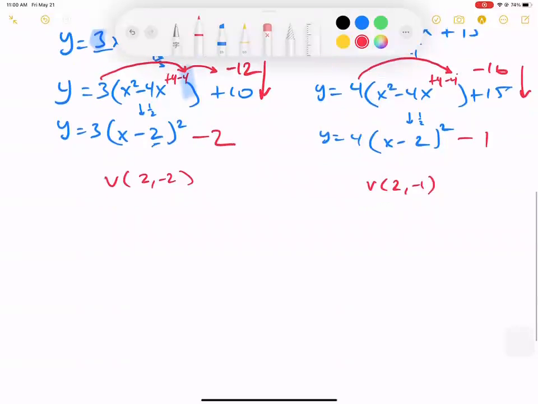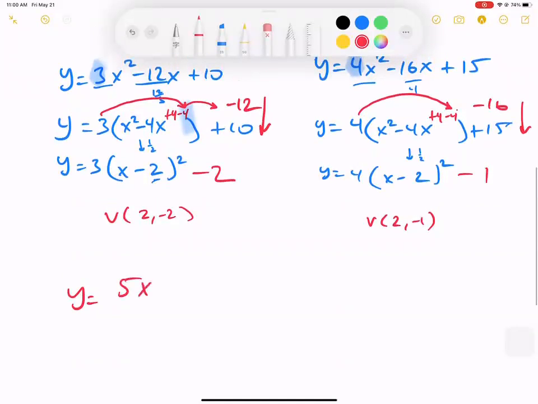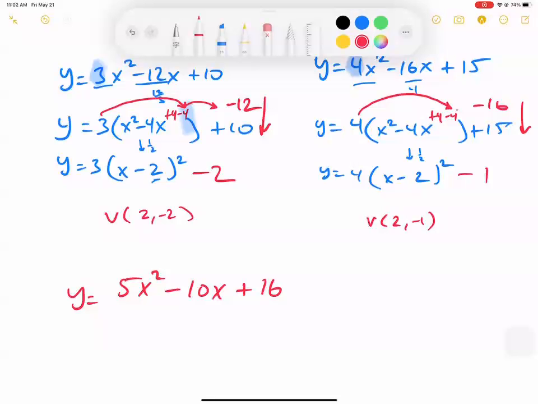Okay, I want you guys to work on this problem yourself now. Y is equal to 5x squared minus 10x plus 16, okay? So I want you guys to try working on this problem right now. Let's see how far you guys can get. Okay, so let's see how far we got.